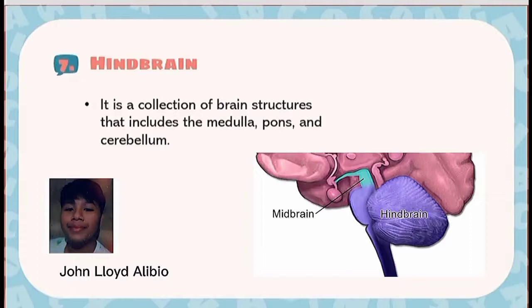The hindbrain is often referred to as the lower brain. It mainly supports bodily functions and it is the link between the spinal cord and the brain. It is important for movement and balance. It is also comprised of the medulla, pons, cerebellum, and part of the reticular formation.